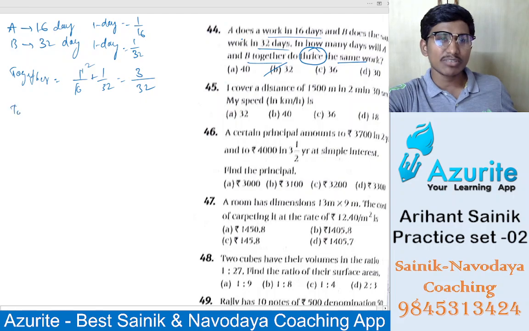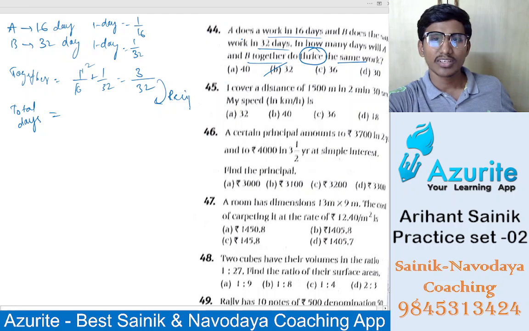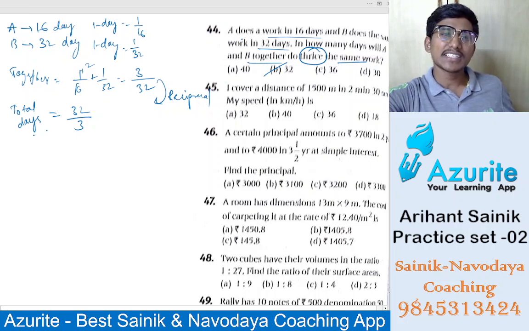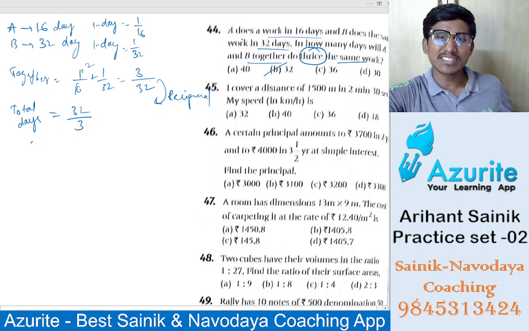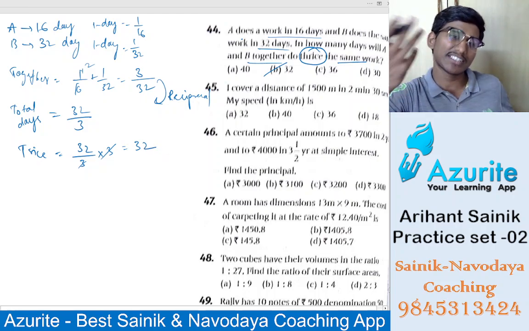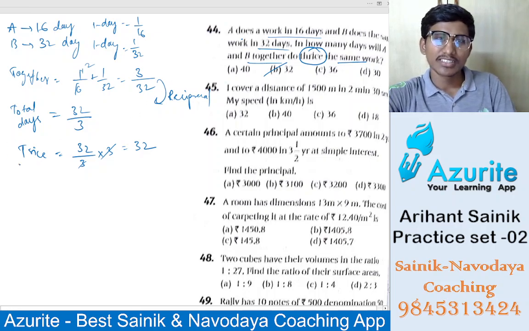Now together they will do 3 by 32. So now total days will be, yes, reciprocal we have to take. 96 by 9, that is 32 by 3. So 32 by 3 means that is 3 times work. They are telling thrice, right? So thrice means it will be 96 by 9 into 3. 3 cancel. So 32 is the answer. You cancel it out, okay?